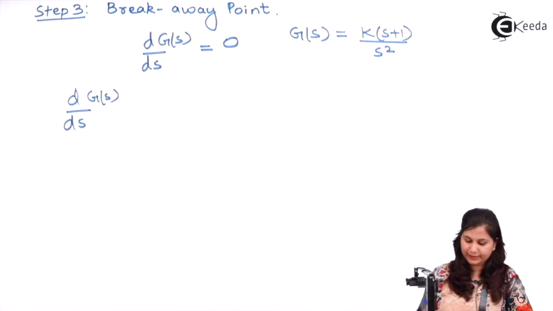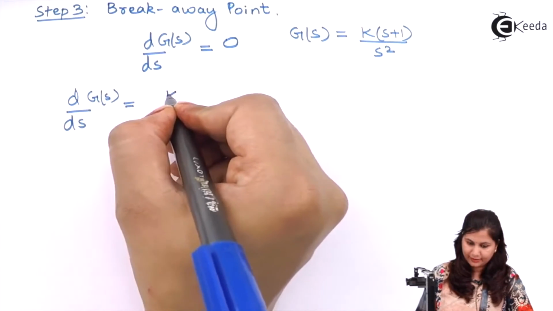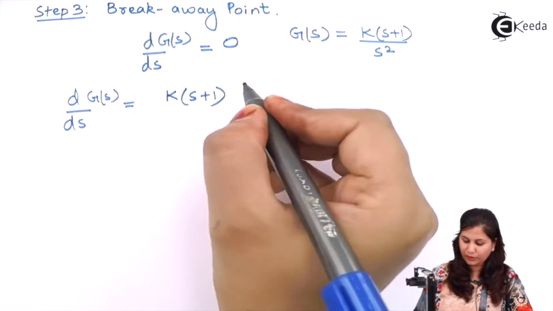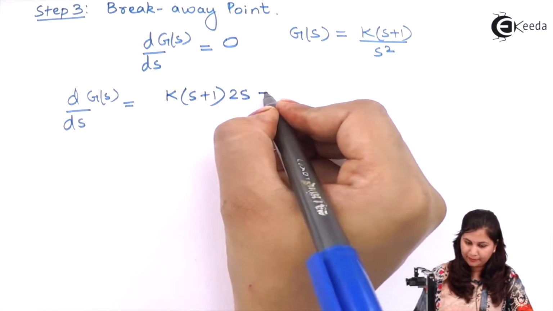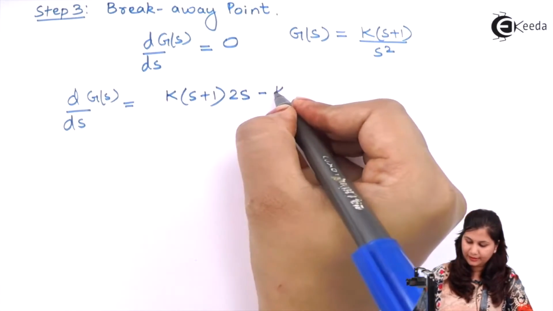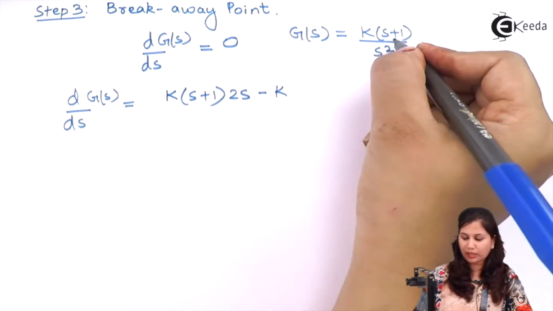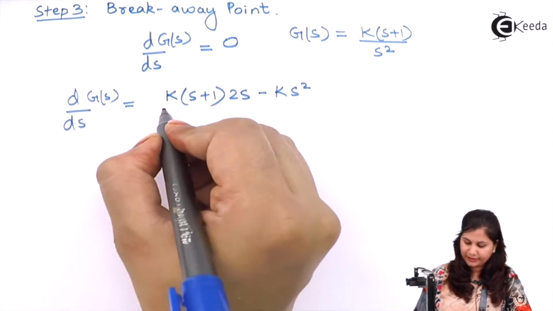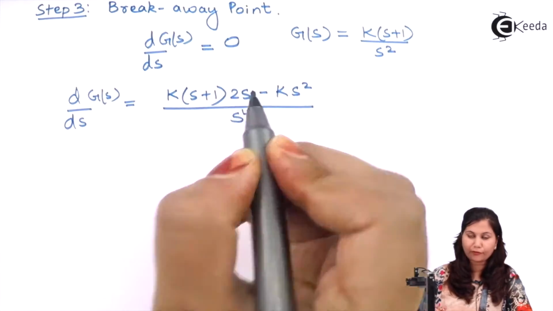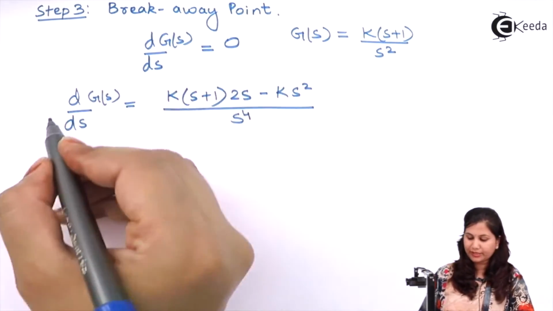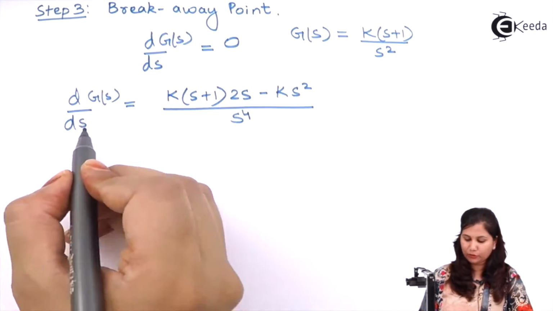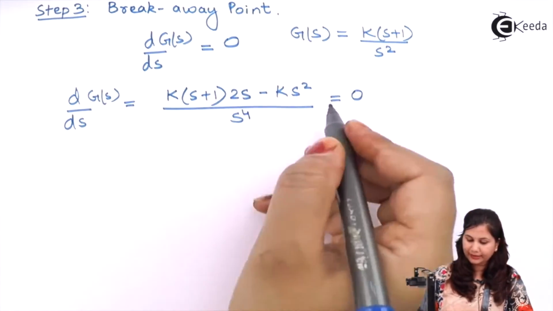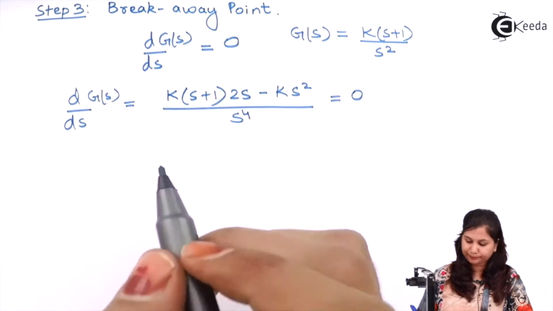Differentiation of G(s), dG/ds, will be K(s+1) times the differentiation of s², which is 2s, minus K times the differentiation of (s+1), which is 1, and then s², divided by s to the power 4. So it is the differentiation of G(s) with respect to s. Now equate this to 0 and get the value of s.